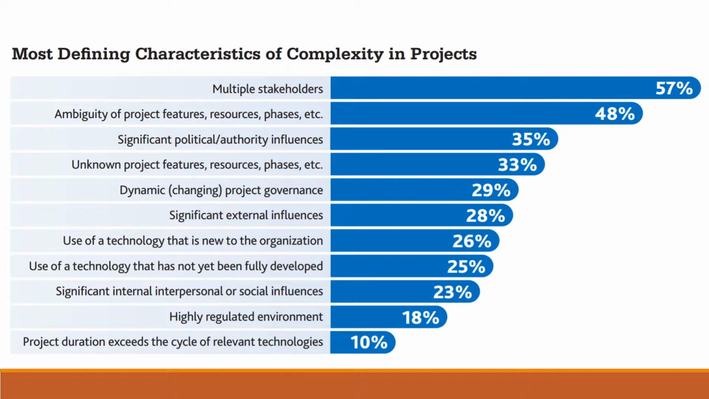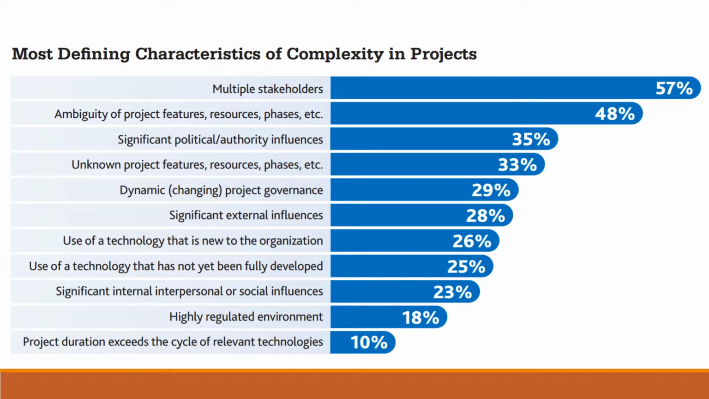The other important reason, the second one, is ambiguity of project features, resources, phases. And in our previous video, when we discussed why organizations must deliver complex projects, we have actually touched upon both of these points, multiple stakeholders and ambiguity. So 48% of people who were surveyed believe that ambiguity is the reason for a project being complex. Significant political authority influences. Now, these could be majorly internal to the company. Unknown project features, resources, phases, etc.